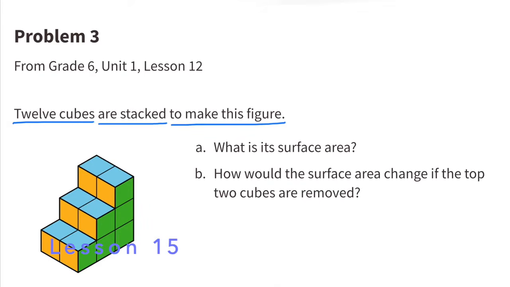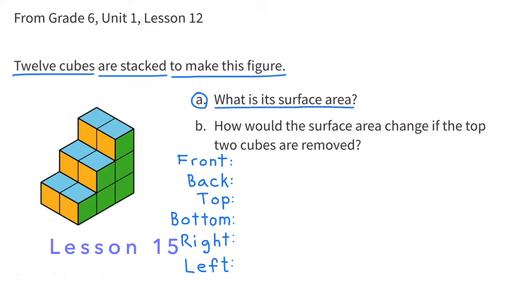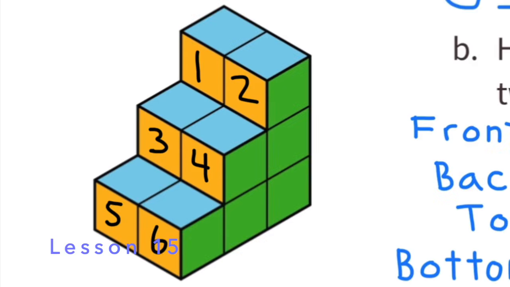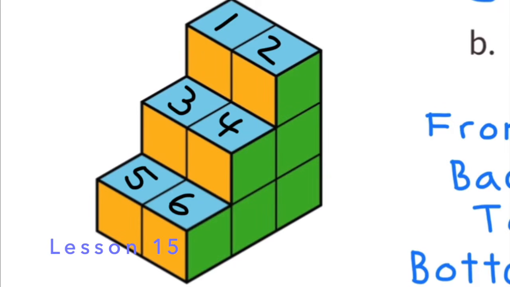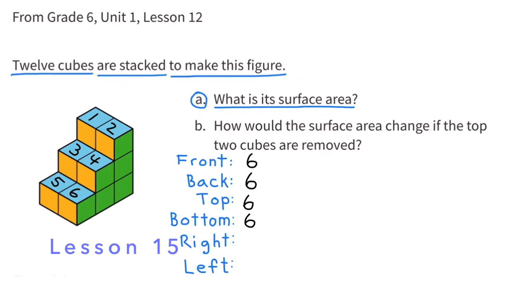Number 3. 12 cubes are stacked to make this figure. A. What is its surface area? We'll need to find the total surface area for the front, the back, the top, the bottom, the right, and the left. Represented in gold and numbered 1 through 6, you can see 6 square units for the front. So the front would be a total of 6 square units, and the back would also be a total of 6 square units. Representing the top in blue, another 6 square units. Both the top and the bottom are 6 square units.